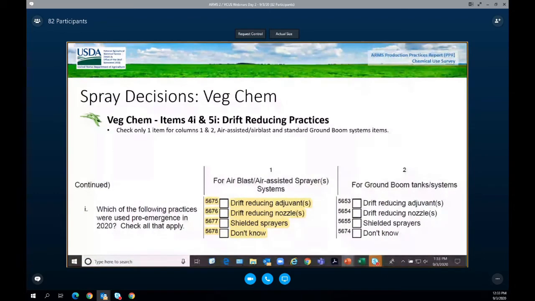And here we're asking about drift reduction practices. Again, getting at the same information as we asked in soybeans, but it's laid out differently because we have the two types of application systems, air-assisted and regular ground boom. So we're asking if they're using any of the following, like the drift-reducing adjuvants, the drift-reducing nozzles, or the shielded sprayers.